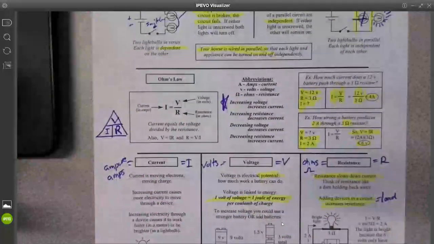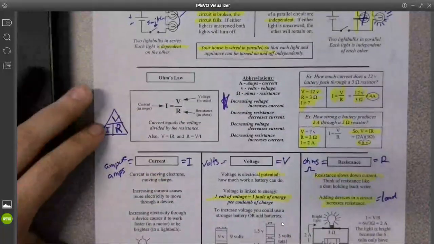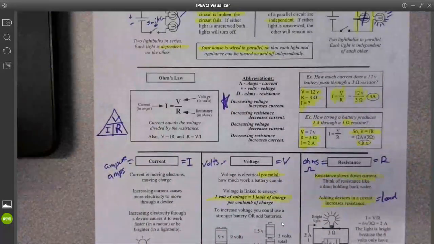So that's all that we're doing today. We're just doing that final review of our circuits, or of our Ohm's law. If there's any issues, please let me know.